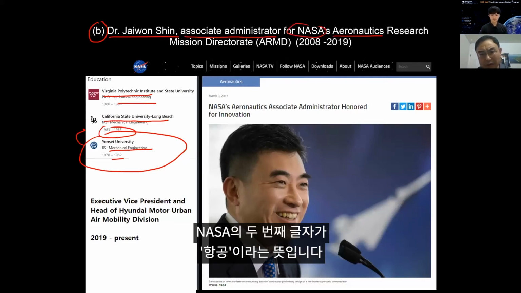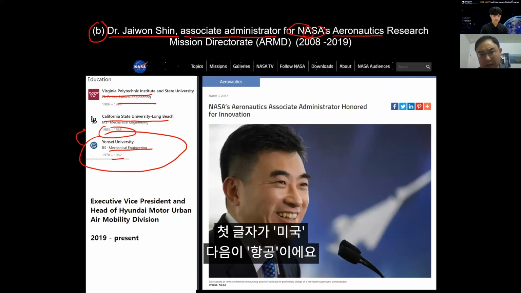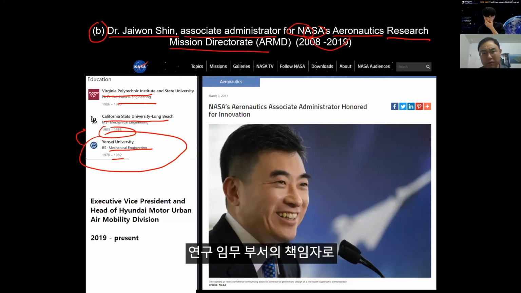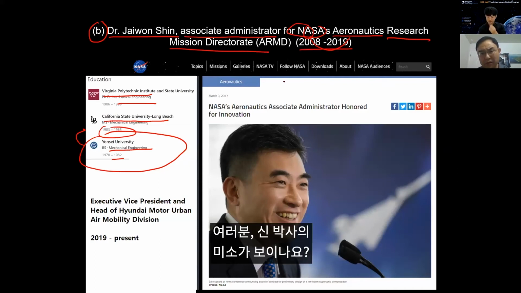He became associate administrator for NASA aeronautics. What does aeronautics mean? This is the second letter here. First A stands for National Aeronautics. The aeronautics division is in charge of airplanes, anything flying in the air. He was research and mission director, the number 2 man, for this many years.